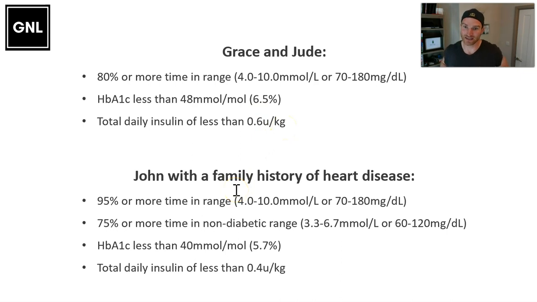For me, because I've got a family history of heart disease and a genetic cholesterol issue, I aim for 95% or more time in range, at least 75% time in the non-diabetic range of 3.3 to 6.7 millimoles per litre, an HbA1c of less than 40 or 5.7%, and a total daily insulin of less than 0.4, which I currently hit at the moment. When that creeps up close to 0.4, it basically means I'm not doing enough activity, so I need to get moving. At my absolute peak fitness, when I was cycling into work every day back and forward, that was down at 0.25 units per kilo, which is 25 units in a day for me. So there's some perspective for you.